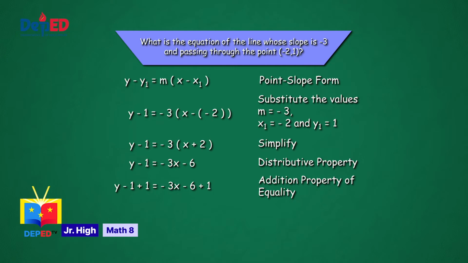Furthermore, by the addition property of equality, we can write the equation in slope-intercept form. What do you think will be the equation? The line whose slope is negative 3 and passing through negative 2, 1 is y equals negative 3x minus 5.